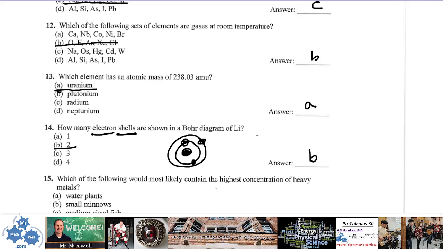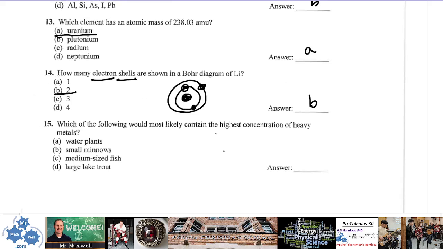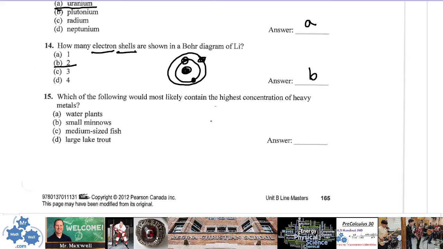I'm gonna fail. Probably. Number 15. I'm just joking. Which of the following would most likely contain the highest concentration of heavy metals? This one you might have to look up in your text. Read about this. Okay, I'm hearing D. Any other answers you think? B. D is correct. Large lake trout. Isn't that because they go closer to the... Yeah, that's right.